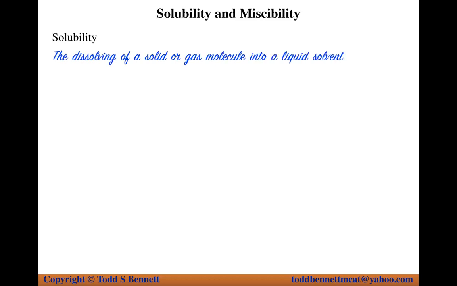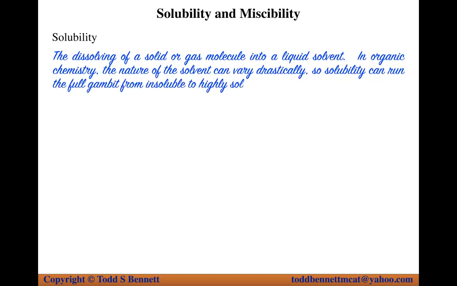So solubility, the dissolving of a solid or a gas into a liquid, that's how we're going to use it. That isn't necessarily the only definition. Something like a solid evaporating away into the atmosphere is technically solubility. It's dissolving into the air, which is a solvent, a fluid. But for us, we're just going to consider solid or gas molecules going into a liquid.